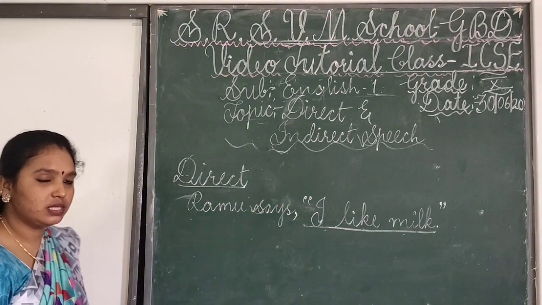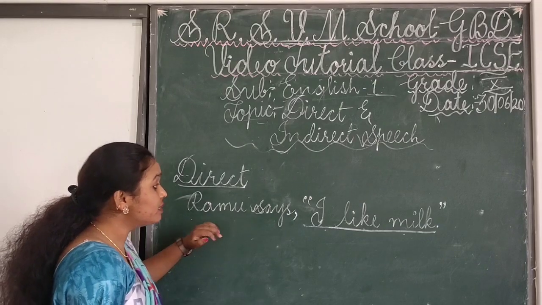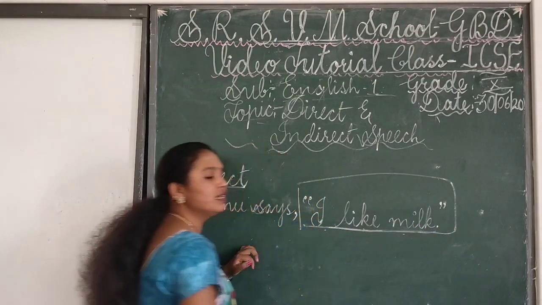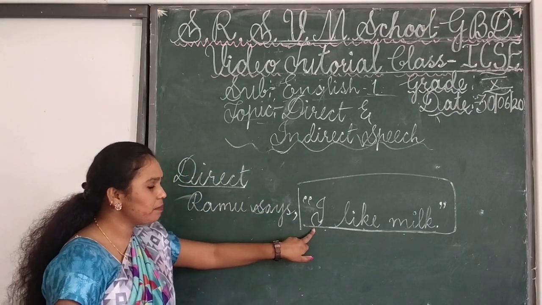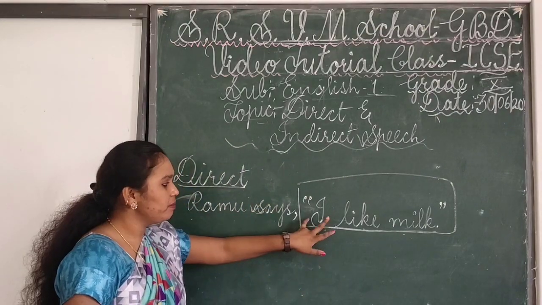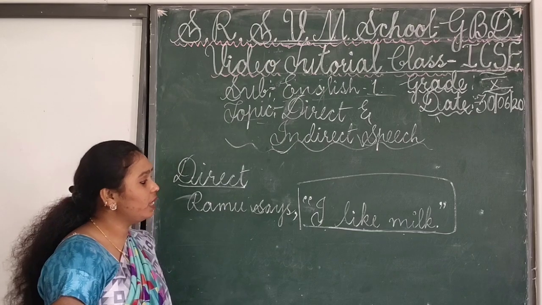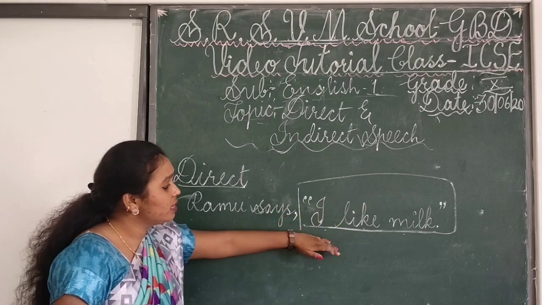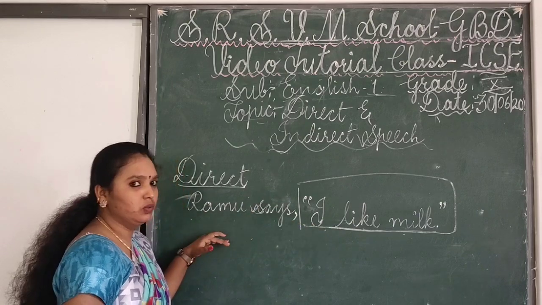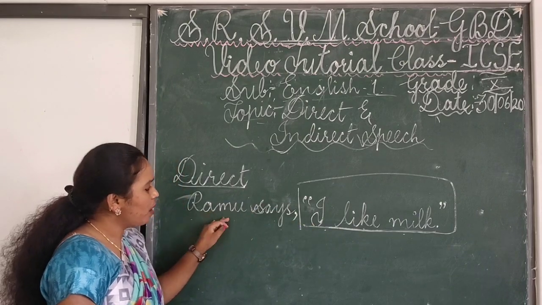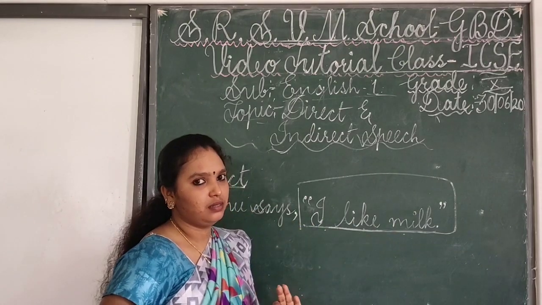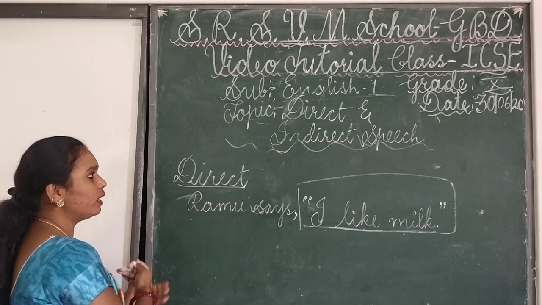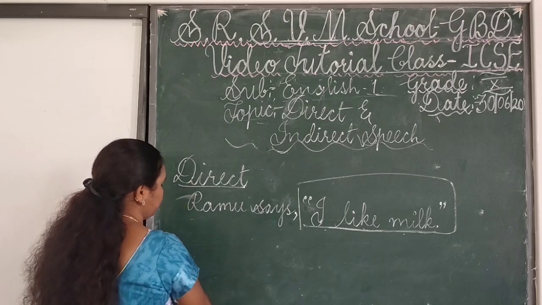So, how can you make this direct speech? See, I like milk is a direct speech because it is said by Ramu himself. I means the first person pronoun. The inverted commas say that the sentence is just said by Ramu. Clear? So, Ramu says, I like milk. How can you change this and put it in indirect speech?